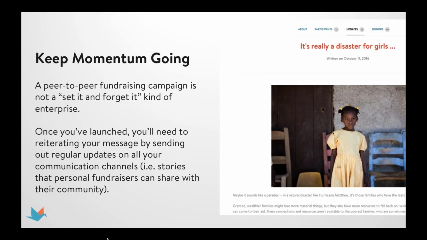And so, likewise, as you think well about your fundraising campaigns, you want to identify ways that you can keep the momentum going. Stories that personal fundraisers share can actually help fuel the community as well. So, as you activate fundraisers and they tell the world why they care about your cause, you can also then use that as fuel to inspire others.